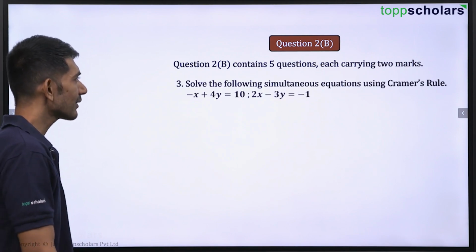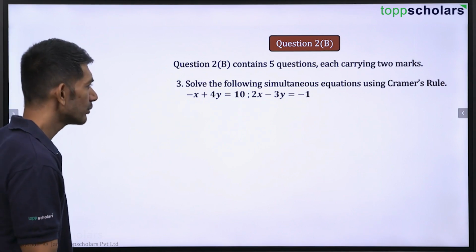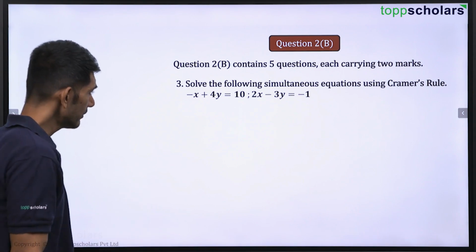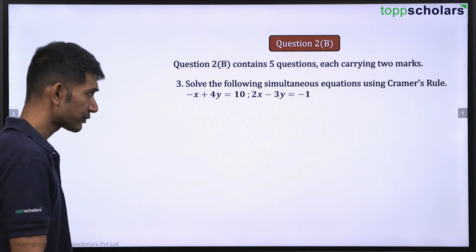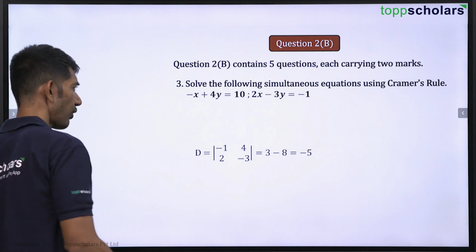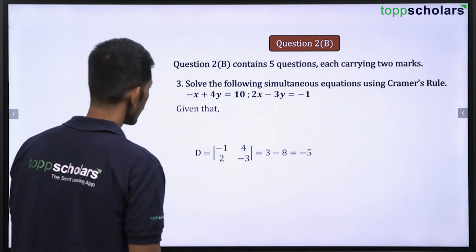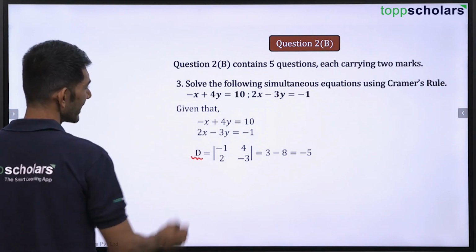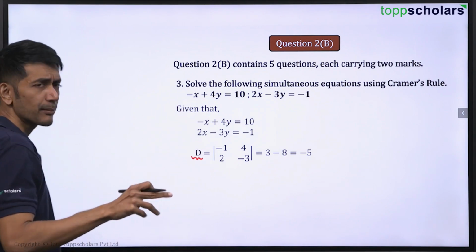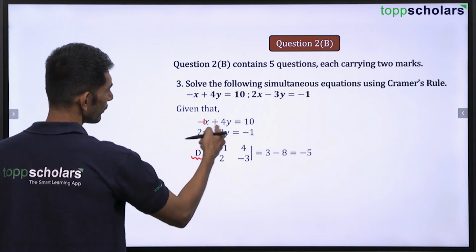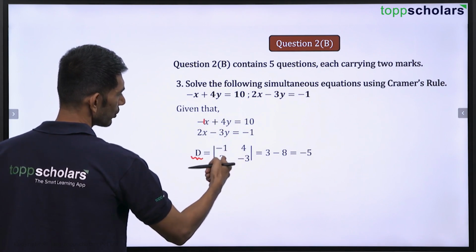Now comes an interesting question, very simple. It is asked for 2 marks. This can get a bit lengthy at times. We are supposed to solve this using Cramer's rule. So whenever we solve the question with the help of Cramer's rule, always remember, firstly we find out D. How do we get that? Just by taking the determinant of the coefficients of x and y. So this is minus 1, 4, 2, minus 3.